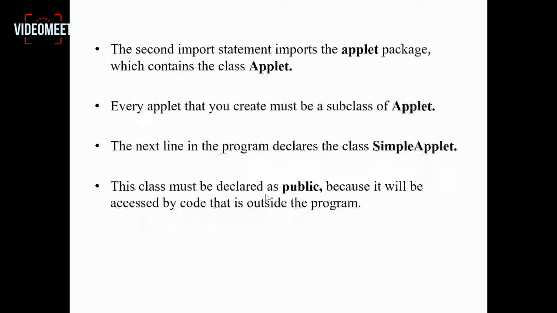The second import statement is importing the applet package, which contains the Applet class, as I told you earlier. Every applet that you create must be a subclass of Applet. This is also already discussed. So how to create an applet class? We need to create a class and make it a subclass of the predefined class called Applet, which is defined in the applet package. Rest everything is explained already, right? The class name is SimpleApplet and it is defined as public because it will be accessed by code that is outside the program. Fine.